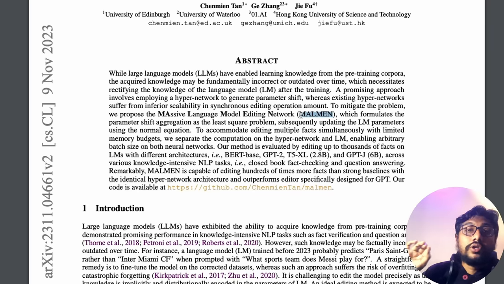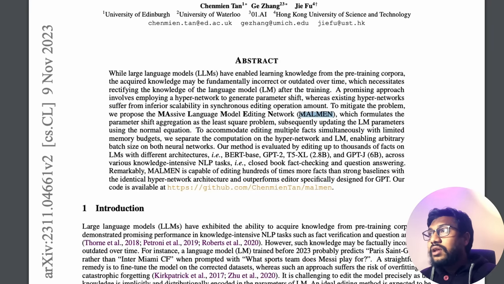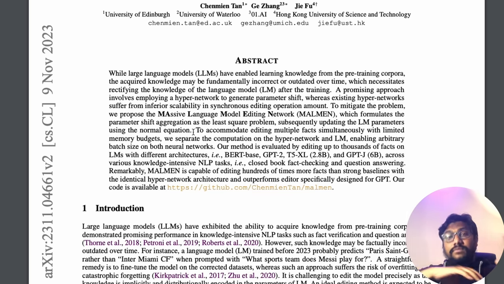So what they're trying to do with MALMEN is formulate a parameter shift aggregation as a least squares problem, subsequently updating the large language model parameters using a normal equation. So while the large language model is generating something, they're trying to update its knowledge. That's my understanding of it. And to fit this system into computation that we can manage, they have separated the computation on the hyper network and the large language model, enabling arbitrary batch size on both neural networks.